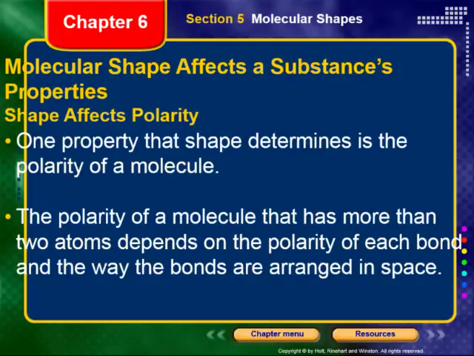Now, we're going to move on to polarity. Okay, so once we have the shape down, we're going to consider polarity. Now, one property that shape determines is polarity. That's why we're doing that now. The polarity of a molecule that has more than 2 atoms depends on the polarity of each bond and the way the bonds are arranged in space. Remember, if we have a high degree of electronegativity difference between 2 atoms, we can end up with partial negatives and partial positives on ends of that bond. That's going to come back into play here.